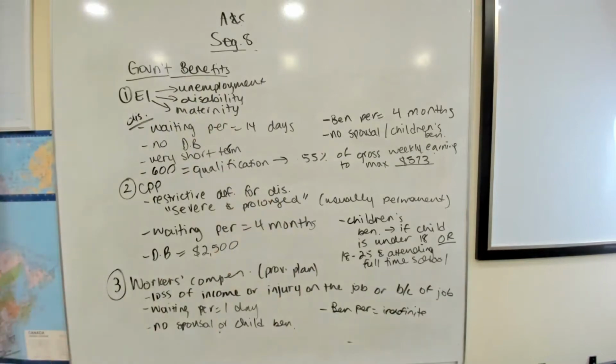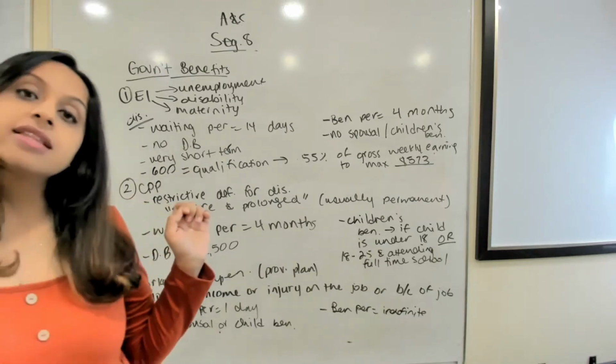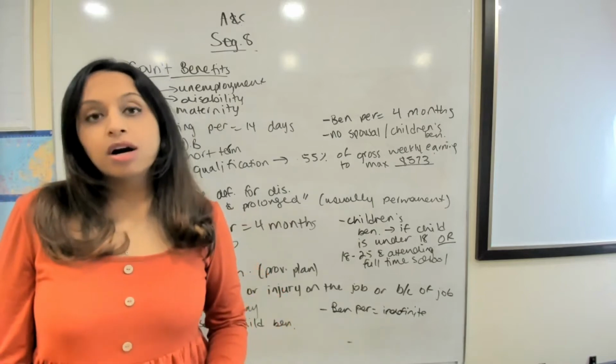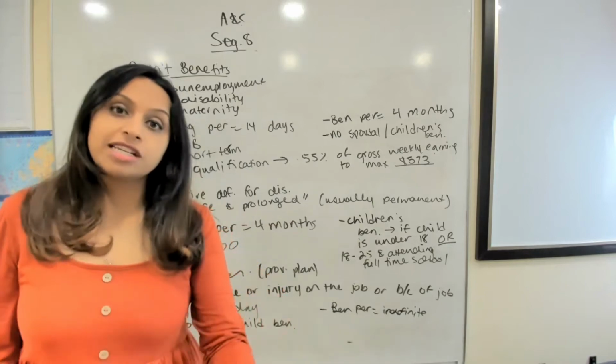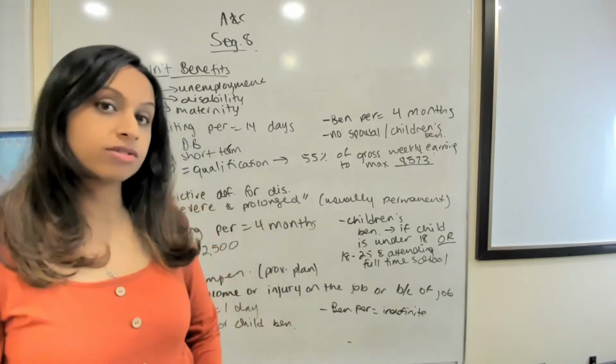The next plan that is there as a government plan is the CPP, which stands for Canada Pension Plan. And for Quebec, they have their own, which is called QPP. It has different sort of requirements. So you can look into that if you're looking specifically for Quebec. You can look at the book and read up on the QPP plan as well.